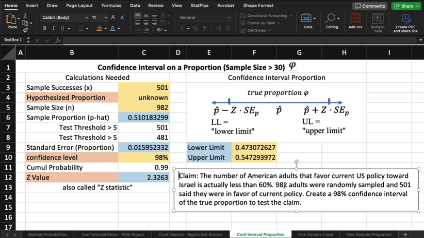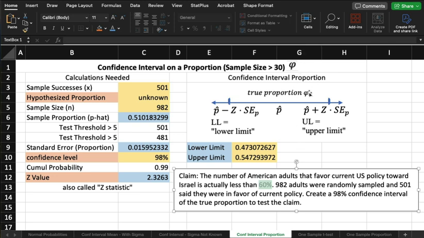A sample was taken of 982 adults, randomly sampled, and out of those 982, 501 said that they were in favor of current policy. We're going to create a 98% confidence interval of the true proportion to test that claim. We're going to see if the 60% truly is outside of what we would consider to be a reasonable estimate for the true proportion phi.